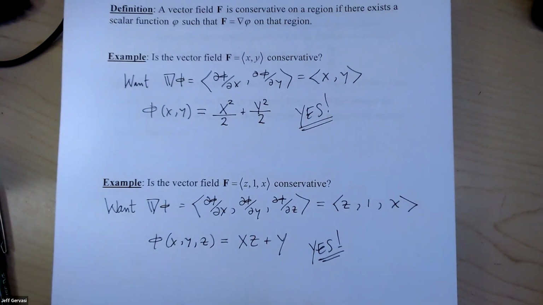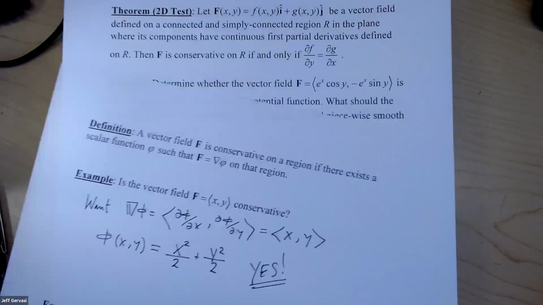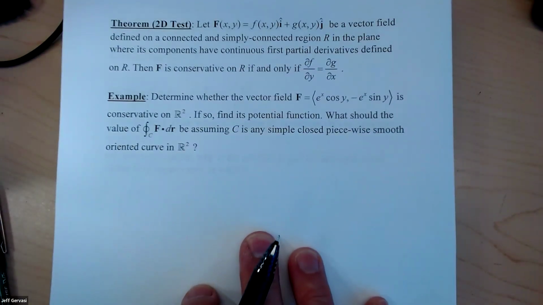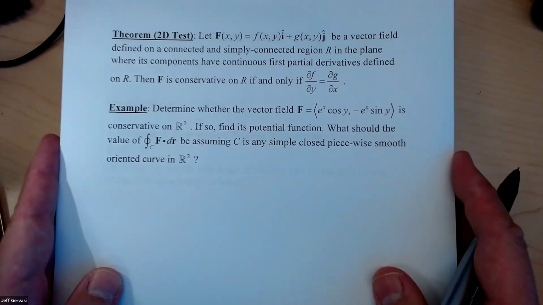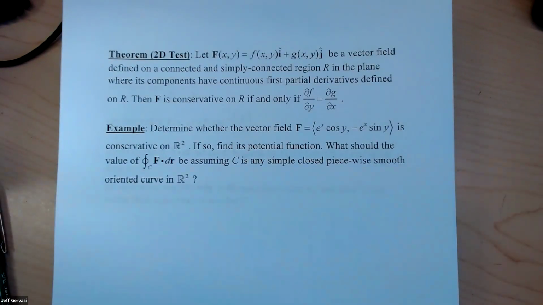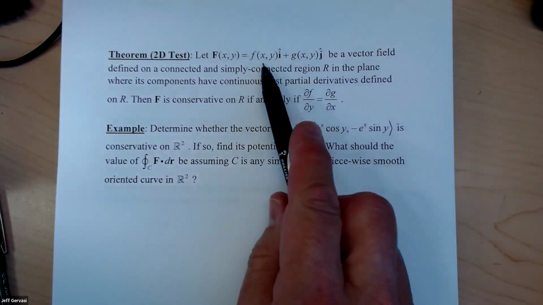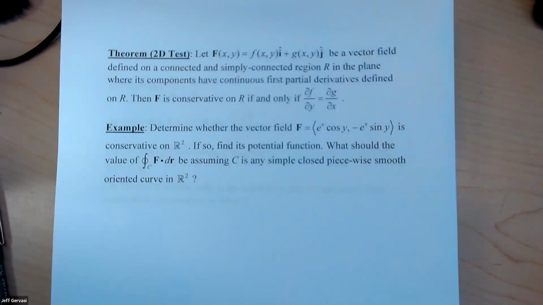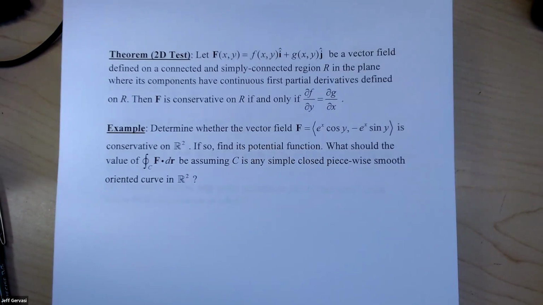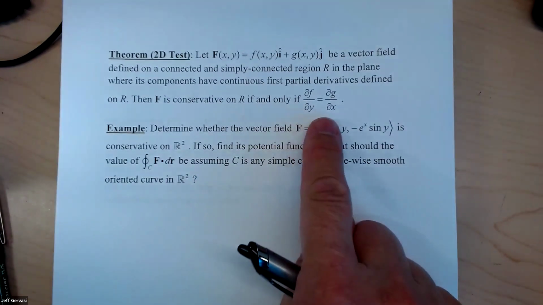Okay? All right, now, another reminder, something that you've all done, the 2D test to determine if a vector field is conservative in the plane. Let F be equal to ⟨f, g⟩, a vector field defined on a connected and simply connected region R in the plane. Remember, simply connected basically means no holes in it. The components of the vector field have continuous first partial derivatives also defined on R. Then we say F is conservative on R if and only if these two partial derivatives are the same.